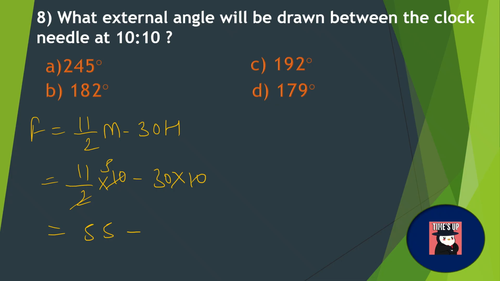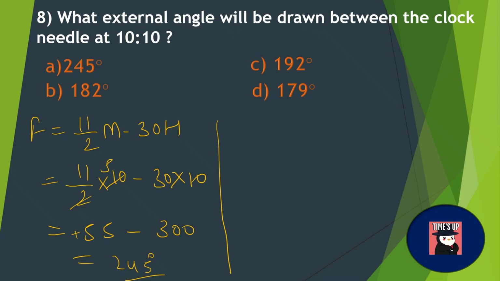55 minus 30 into 10. So it will be how much? 300. But degree can't be negative. This is positive, this is negative. But degree can't be written in negative. So it will be 245 degree. Correct? 245 degree will come.